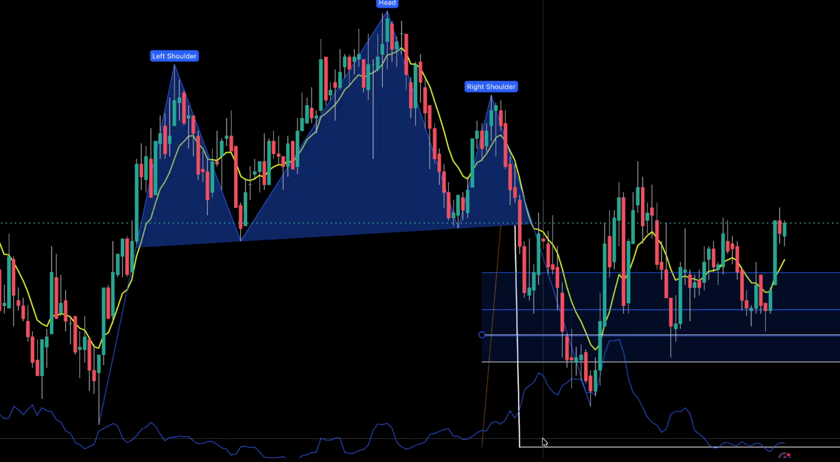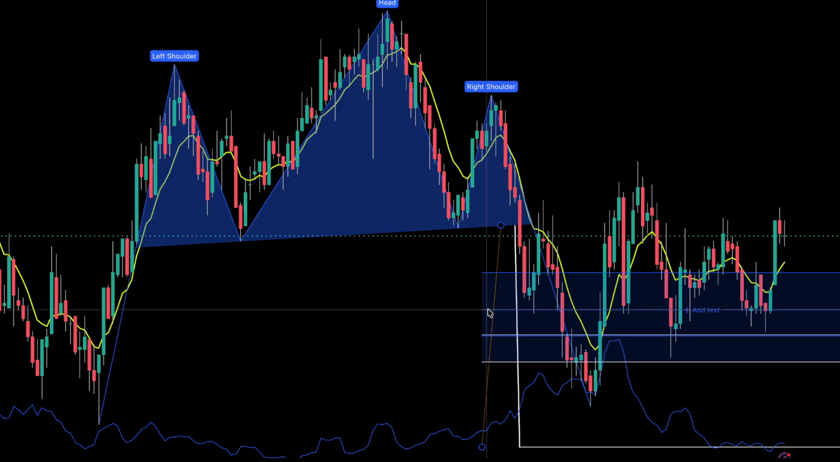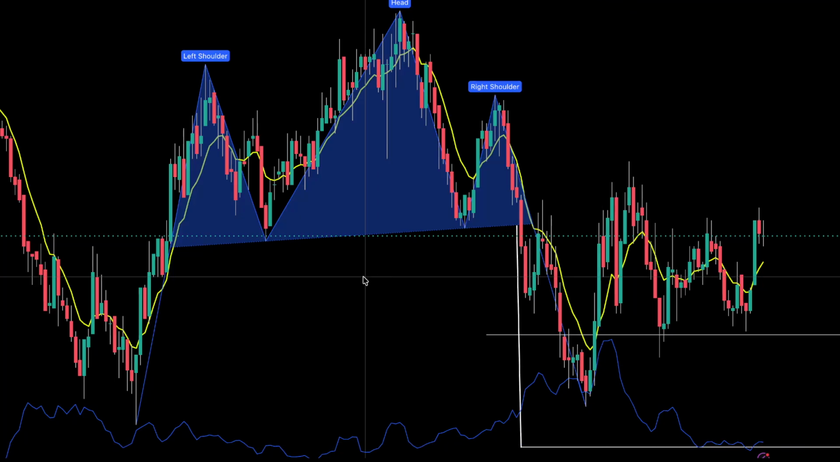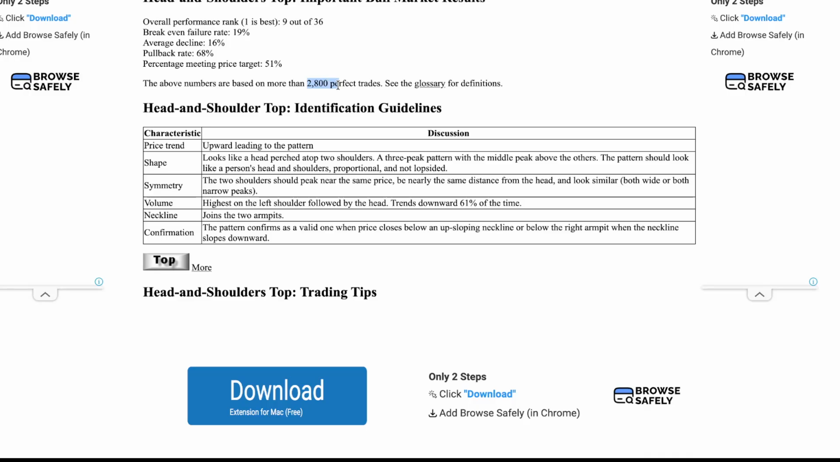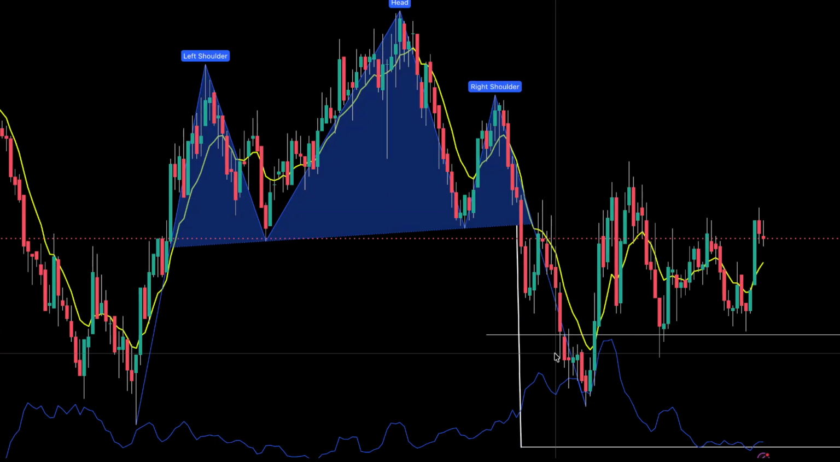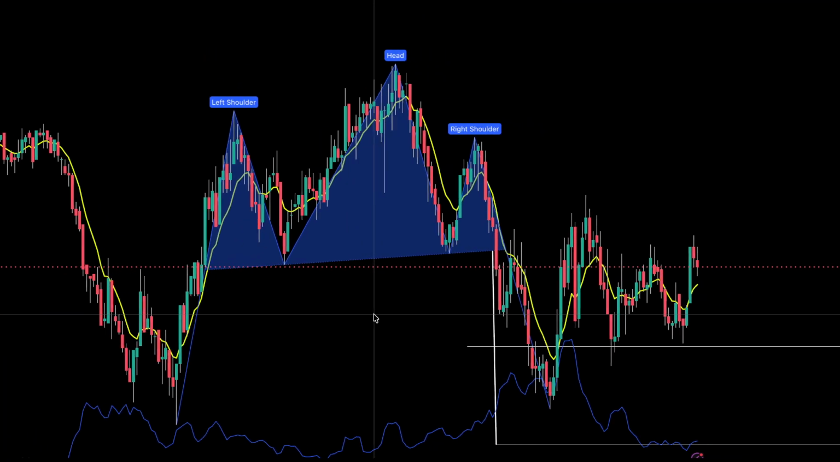And I think that's the part a lot of people miss on head and shoulders. They'll set their target down here and wonder why it never makes it. Well, Bulkowski says after checking out 2,800 perfect trades, that 51% of the time it meets the target. So if you set your actual take profit here, you'll probably do a lot better. All right, so that's head and shoulders.